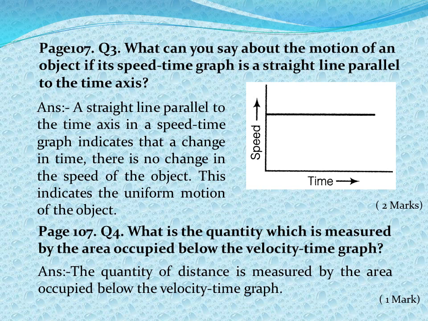Page number 107, question number 4. What is the quantity which is measured by the area occupied below the velocity time graph? Answer: the quantity of distance is measured by the area occupied below the velocity time graph.